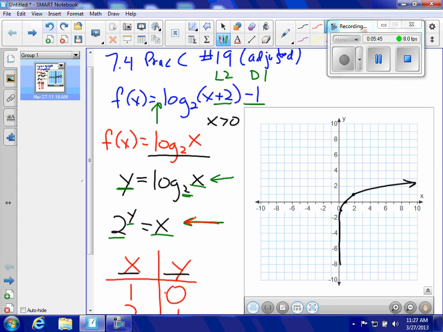So I'm going to mark this here. I'm going to go left 1, 2, and down 1. So this point right here, it was 1/2, negative 1. Now I've moved left 2, so it's negative 1.5, comma, down 1, negative 2.